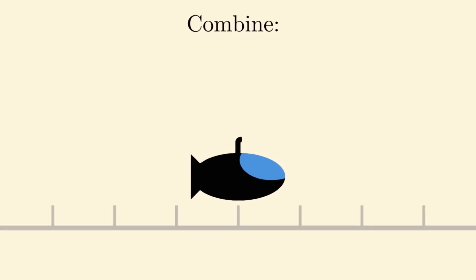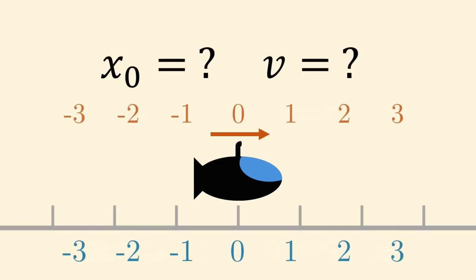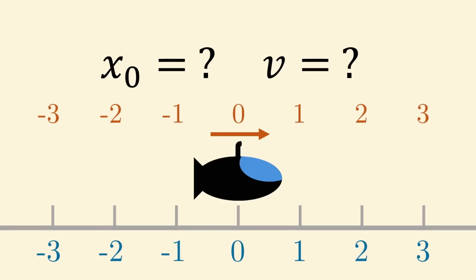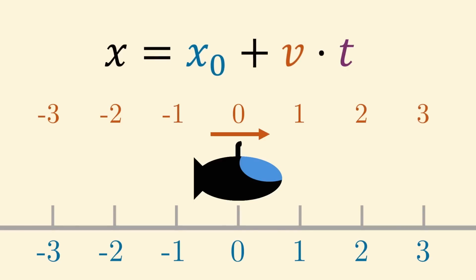Let's now combine our learnings and solve the full puzzle. Unknown starting position and velocity. Both x0 and v could be any integer. Here's the beautiful insight. Every possible submarine behavior is described by exactly two numbers. Its starting position, x0, and its velocity, v. Scaling just like before, after t seconds, it will be at position x0 plus vt, the starting position plus however far it's traveled.